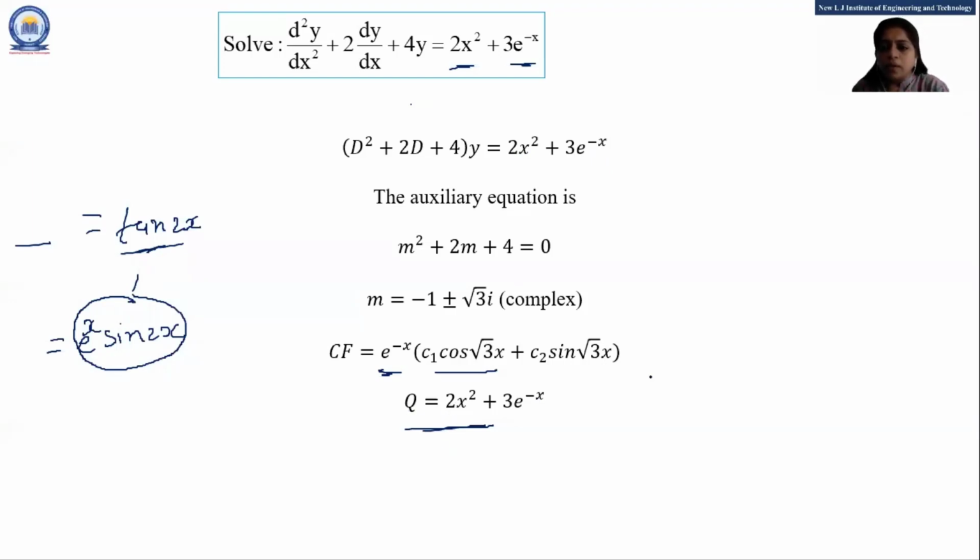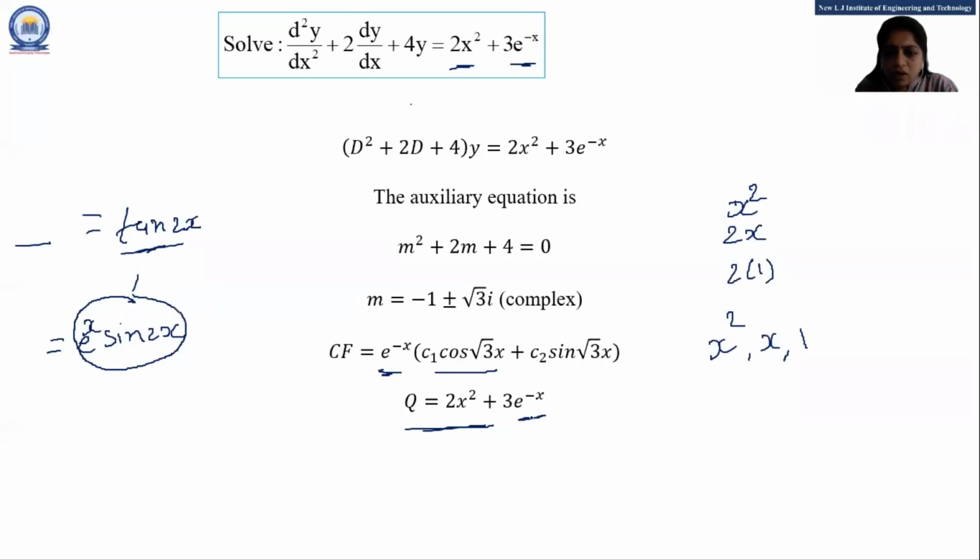Now for the particular integral, our right hand side is what, students? Here two terms are there. One is x square and the other is e raised to minus x. So for the family of x square, listen carefully, this is the different thing. For the family of x square, there are total 3 members: x square itself, then the derivative of x square is 2x, and the derivative of x is 1. So there are total 3 members, x square, x, and 1, right?